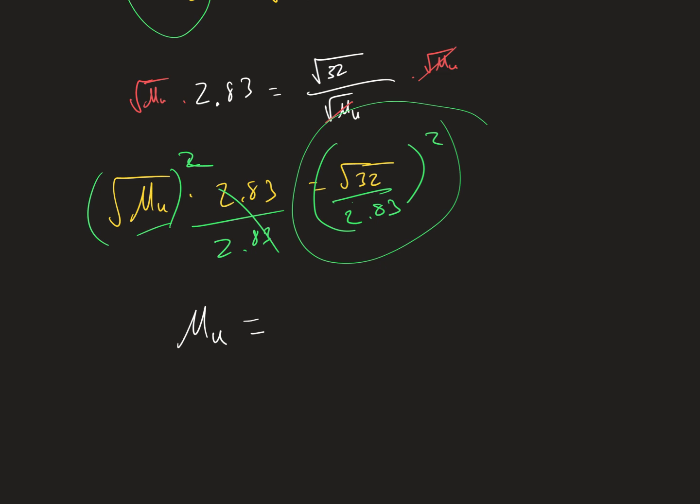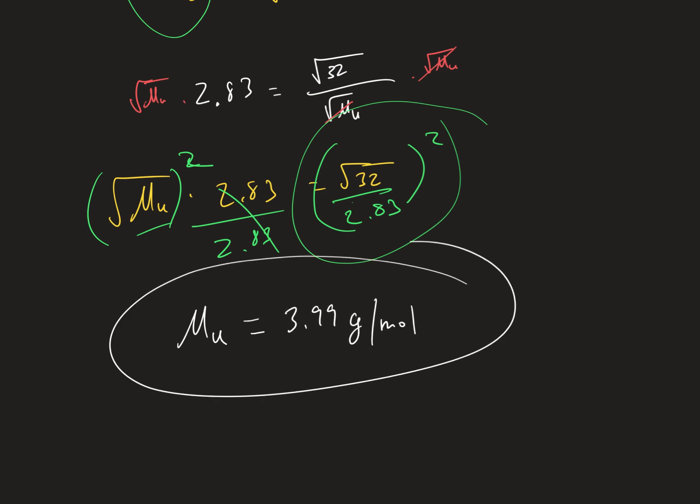I don't have the answer right in front of me. Actually, 3.99, or close to 4. What are the units? Grams per mole. So that's going to be what? What do you think that gas is? Helium. Basically helium, right? Okay.